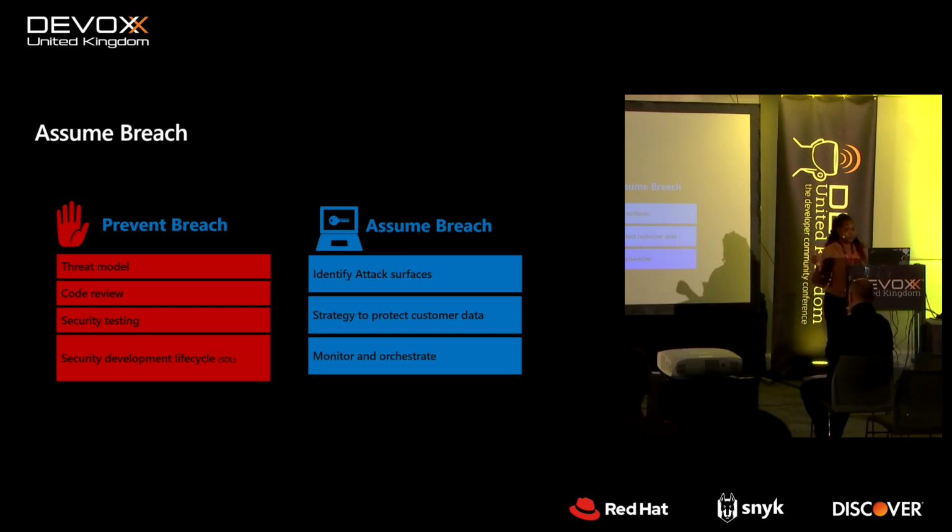You have to do code review. All organizations should have at least a list of things that all developers should follow in terms of secure coding standards, code review, pair programming, peer reviews as well, security testing, and security development lifecycle. But always assume breach. You have to identify the attack surfaces that can be used. By that, you have to know, okay, I have this whole architecture. What vector can be used to compromise this whole system? You have to have a strategy to protect your customer data.